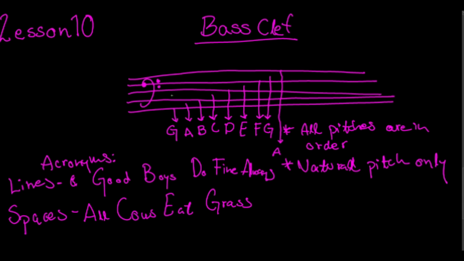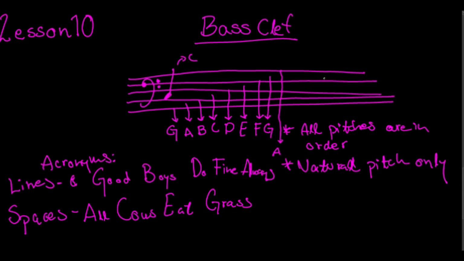For example, if you had a note placed here, you know the bottom line is G, and again, first rule, all pitches are in order. So G, then the space after that would be A, the line after that would be B, and the space after that would be C. So I know it is immediately C.